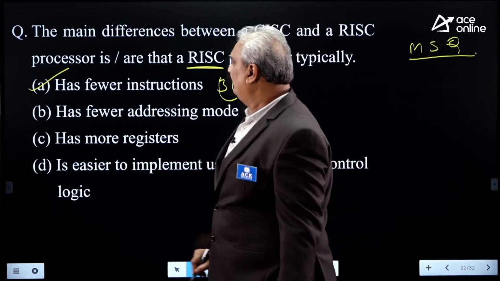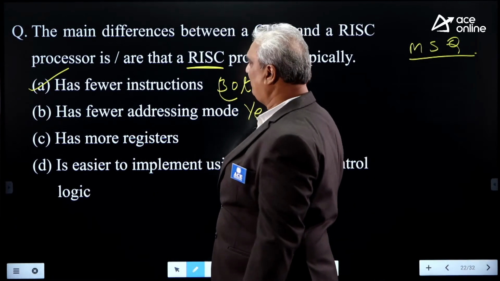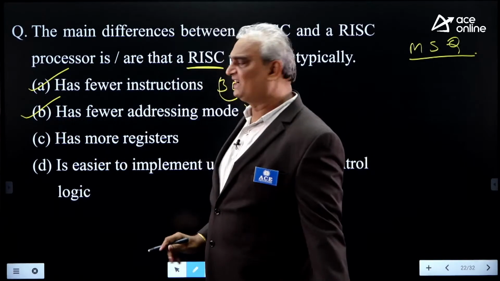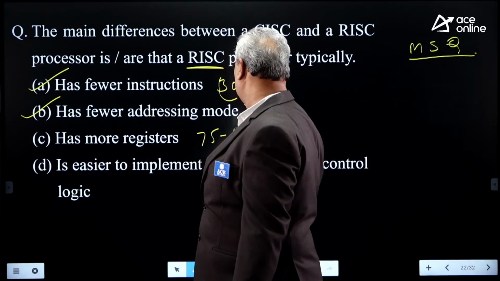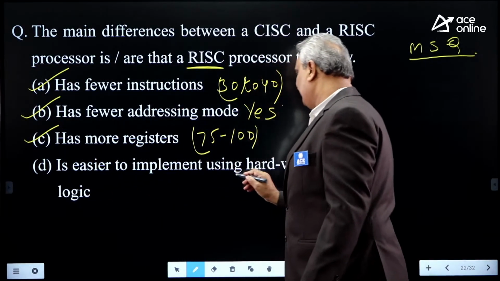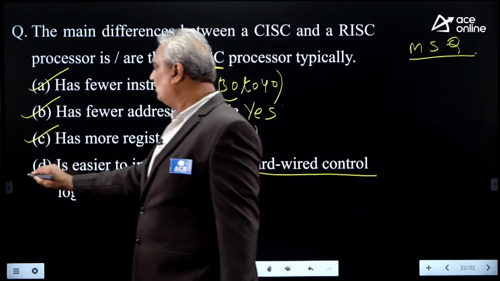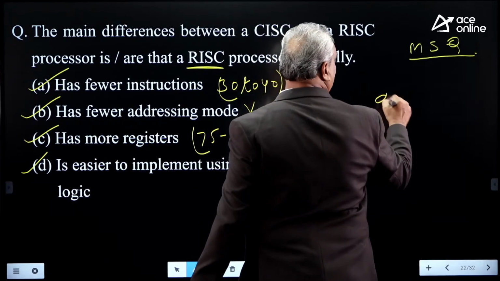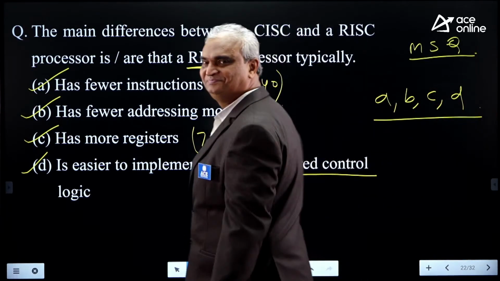Next, has fewer addressing modes. Yes, maximum 5 addressing modes. Has more number of registers. Yes, 75 to 100 processing registers. It is easy to implement using hardwired control unit. Yes, it uses hardwired. So what about correct options? A, B, C, and D, all.